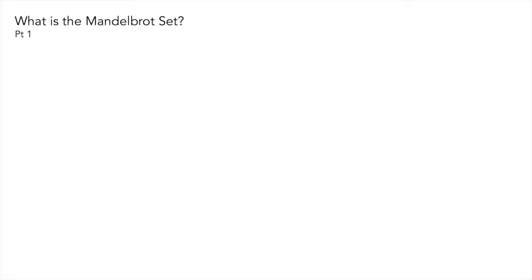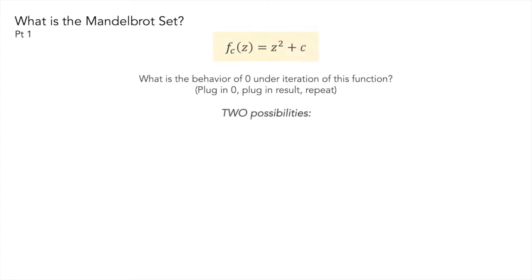So what is the Mandelbrot set? To answer that question, we're going to have to associate a complex number c with this function in the yellow box, such that the input is the complex number z and the output is z squared plus c. And what we're interested in is the behavior of 0 under iteration of this function. What that means is we plug in 0 and we get the result and plug that in and repeat this process and see what happens.